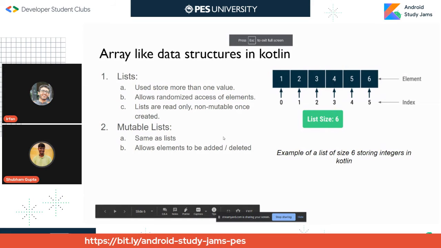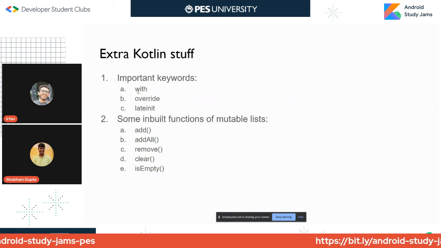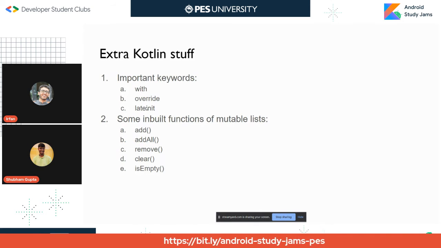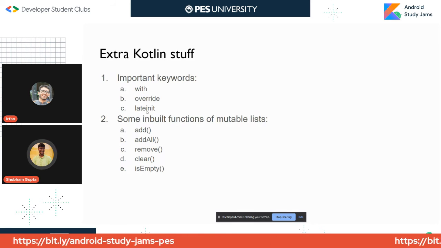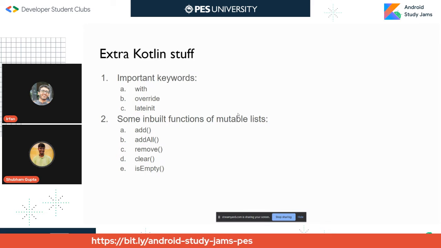Okay, so we're done with lists. I've already explained what override is. Later, Irfan kind of explained it to you guys. I'll be demonstrating an example again with late init, and these are some of the inbuilt functions for mutable lists.